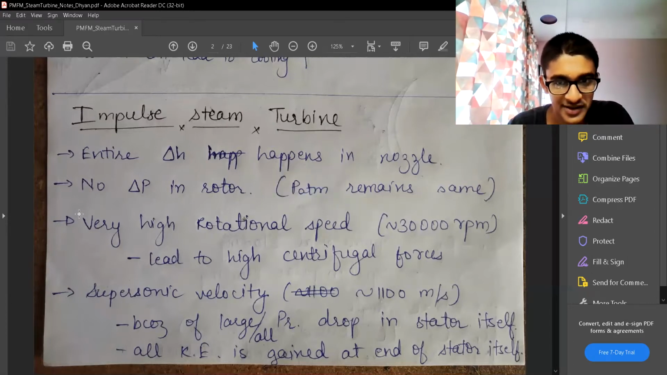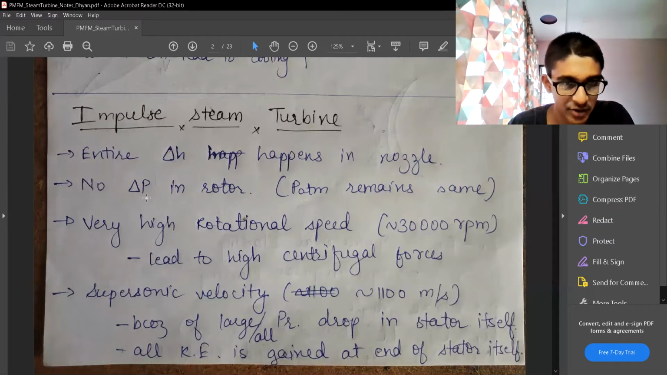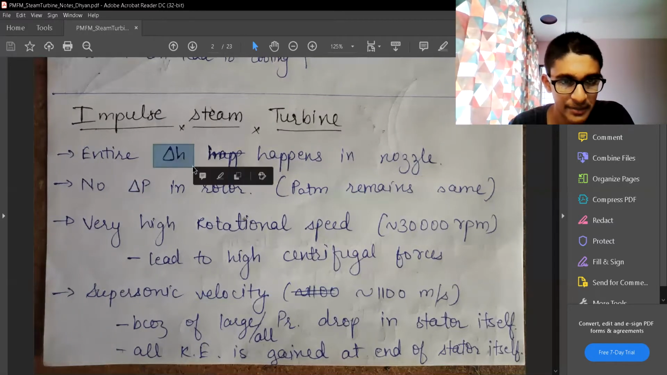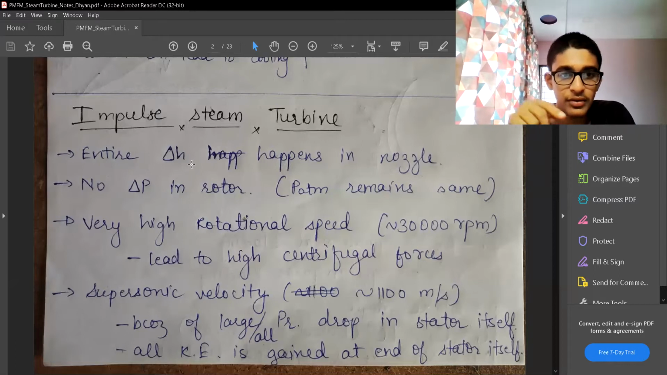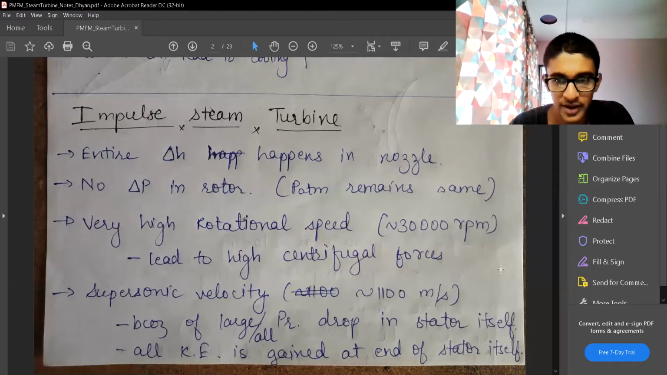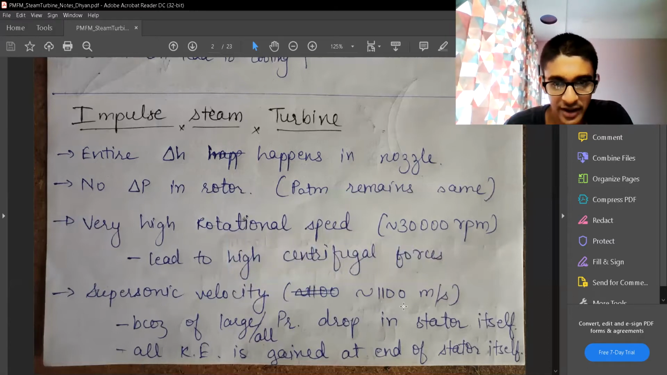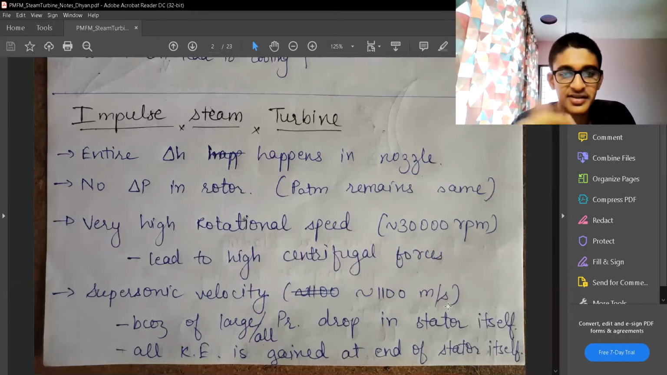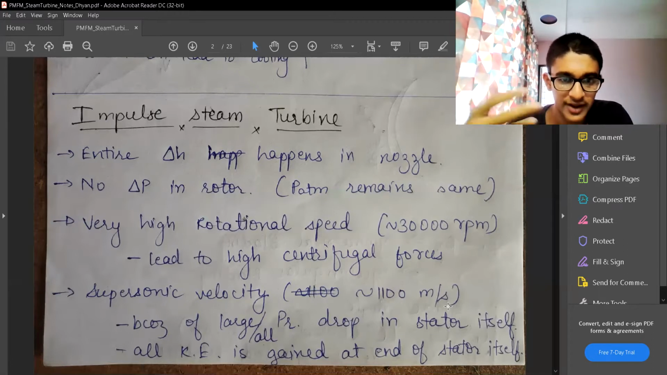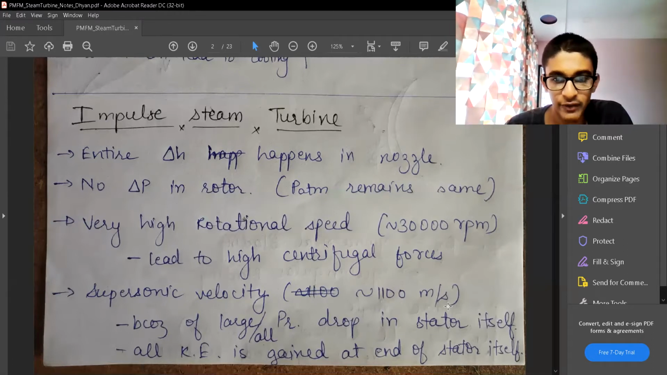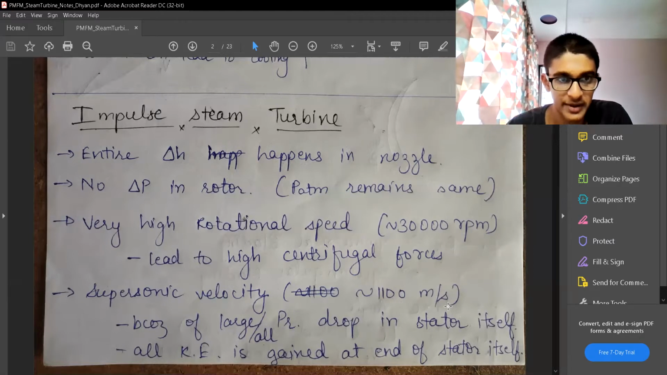And we have high rotational speed because of this, because pressure is not changing. The entire enthalpy which is imparted is going to convert to velocity. So around 30,000 rpm speeds are achieved in this, and this may lead to very high centrifugal forces, bending stresses, etc. So we have supersonic velocities of around 110 meters per second. These are just numbers for you to understand what kind of velocities or speeds are involved in a steam turbine, or an impulse steam turbine specifically.